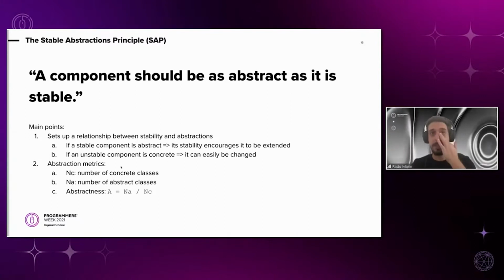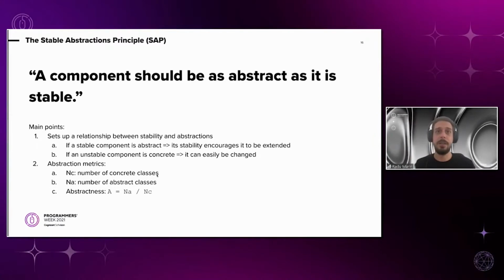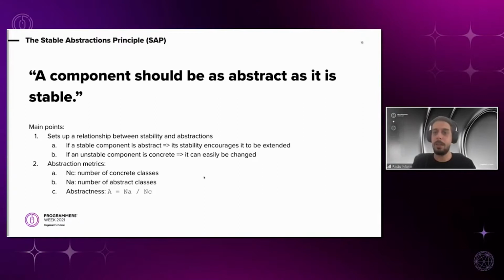So to measure abstraction, yet again, we have a super easy metric. We need the number of concrete classes in our module. We need the number of abstract classes in our component. And then we can compute the abstractness as abstract over concrete. And this is how we get a magical number, which we can use to start measuring the abstractness of our components. And now we have two metrics.